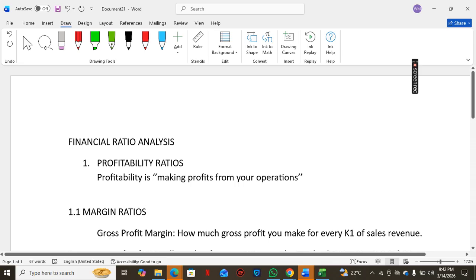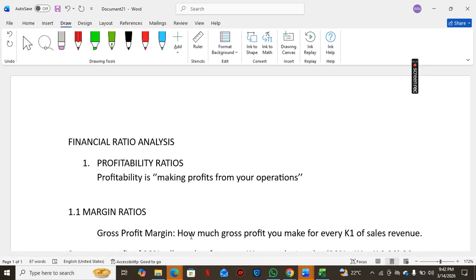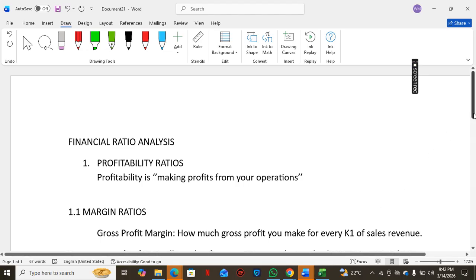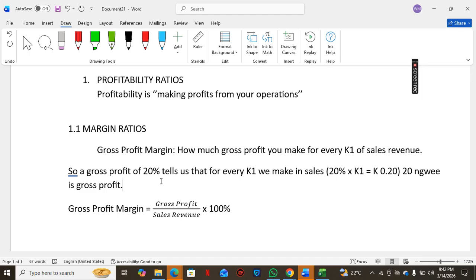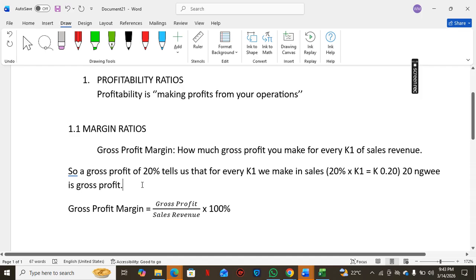The first margin ratio is the gross profit margin. It's basically telling us how much gross profit you make for every 1 kwacha of sales revenue. For example, if you have a gross profit margin of 20%, that's telling us for every 1 kwacha that you've made in sales revenue, 20 ngwe, which is 20% of 1 kwacha, is your gross profit.